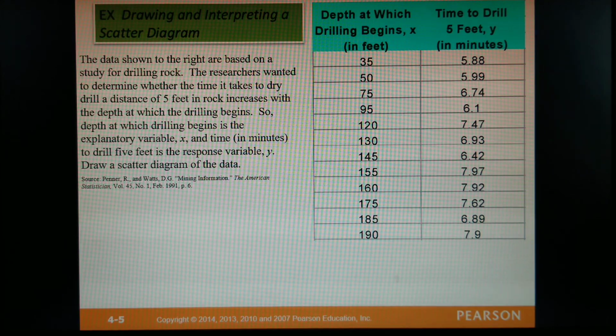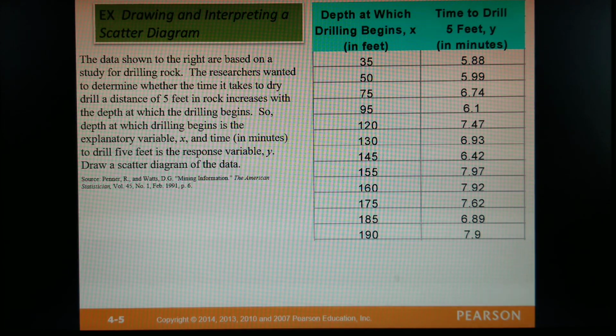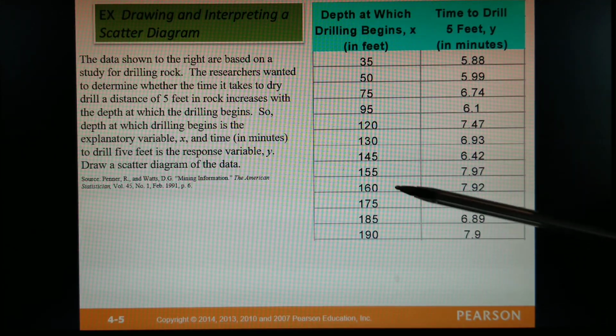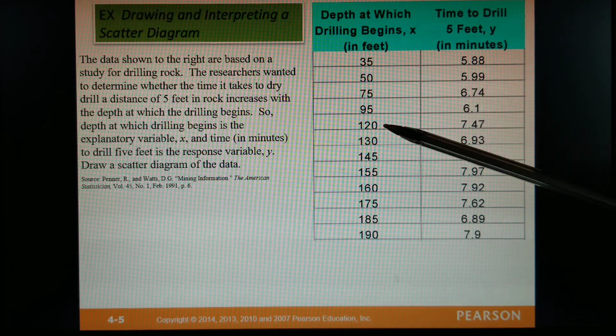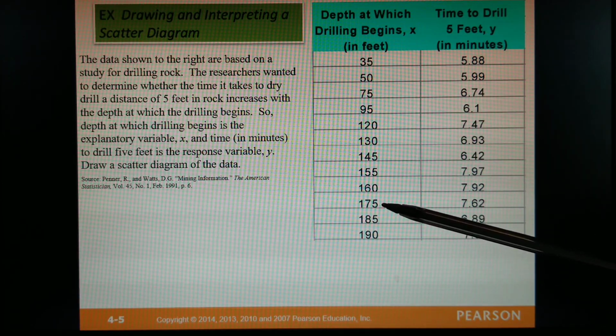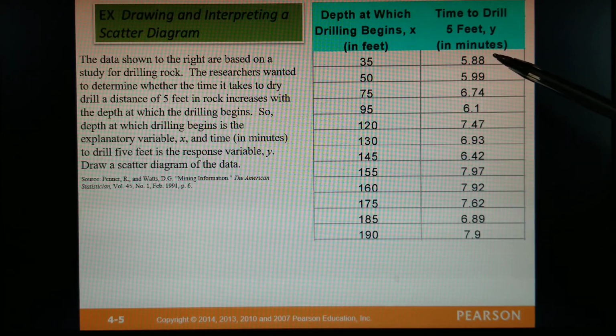All right, so the data at the right is based on a study for drilling rock. The researcher wanted to determine whether the time it takes to dry drill a distance of 5 feet in rock increases with the depth at which the drilling begins. So the depth at which the drilling begins is the explanatory variable x. In other words, this is saying they're 35 feet below the Earth's surface, 120 feet below it, 175 feet below it. This side gives me the time in minutes it takes to drill an additional 5 feet from where I'm at.